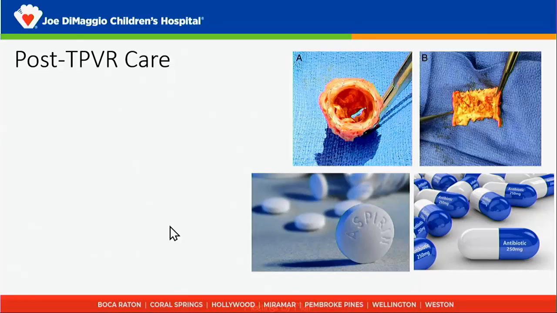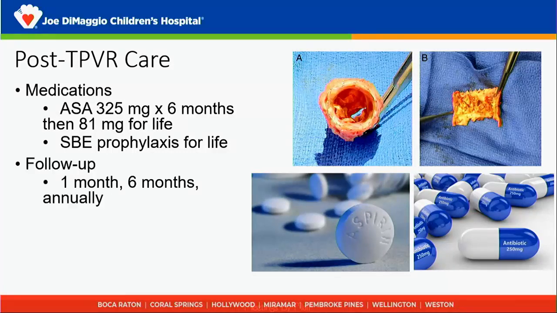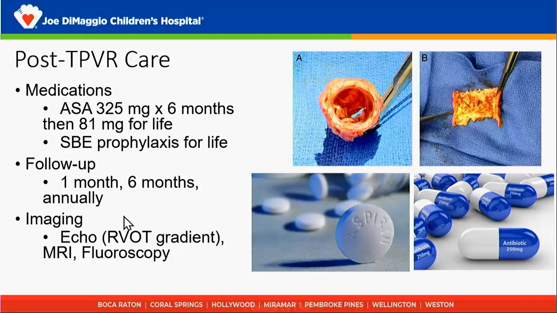Now, as far as post-care goes, medication-wise, they'll be on high-dose aspirin for 6 months and then a baby aspirin for the rest of their life. And they are going to require endocarditis prophylaxis for the rest of their life as well. And, of course, the importance of good dental hygiene. Follow-up is usually 1 month after valve placement and then 6 months annually, but that can vary on the patient.